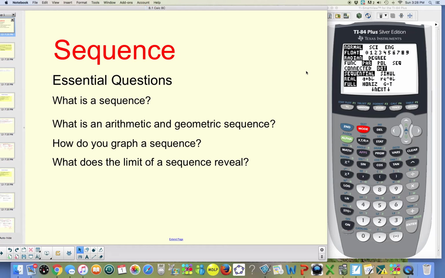Sequence. Essential questions. What is a sequence? What is an arithmetic and geometric sequence? How do you graph a sequence? What does the limit of a sequence reveal?